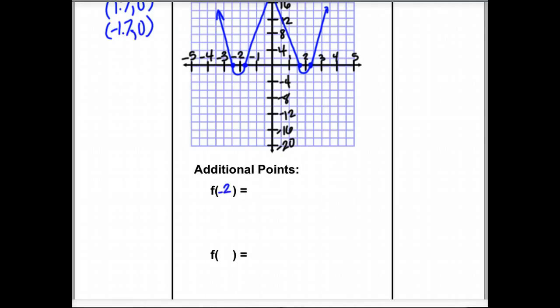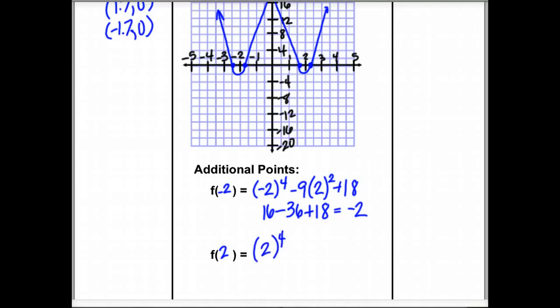We put in -2 and +2. That's -2 to the 4th minus 9 times 2 squared plus 18, which gives you 16 minus 36 plus 18, which gives you negative 2. The nice part, because this is symmetric, is I know that 2 to the 4th minus 9 times 2 squared plus 18 will give you 16 minus 36 plus 18 again, equal also to negative 2, which means we did graph it correctly.